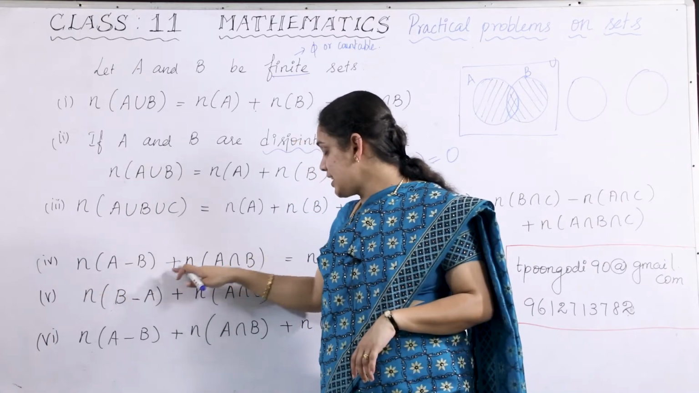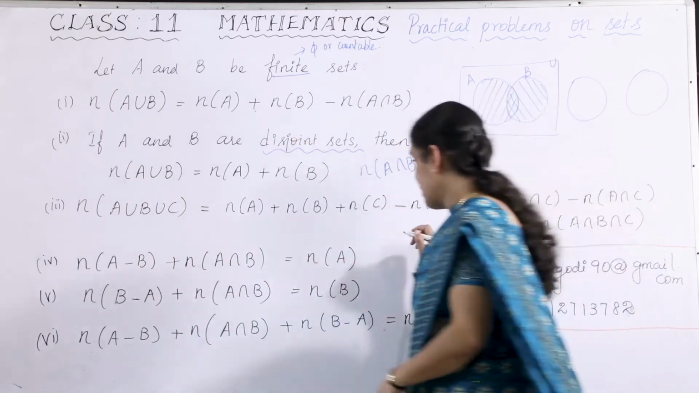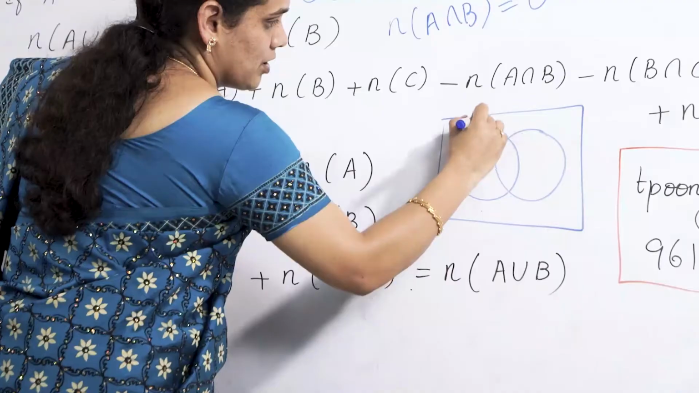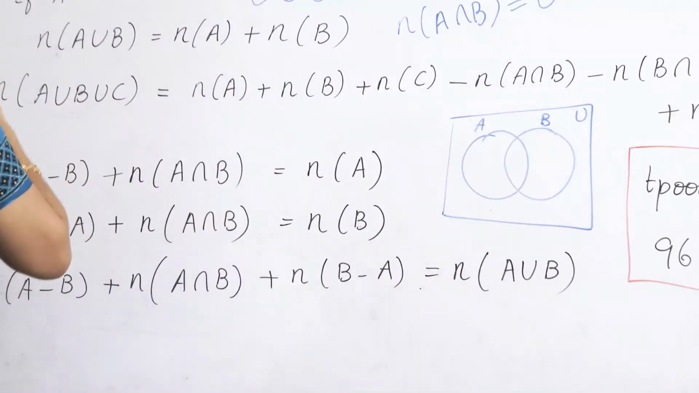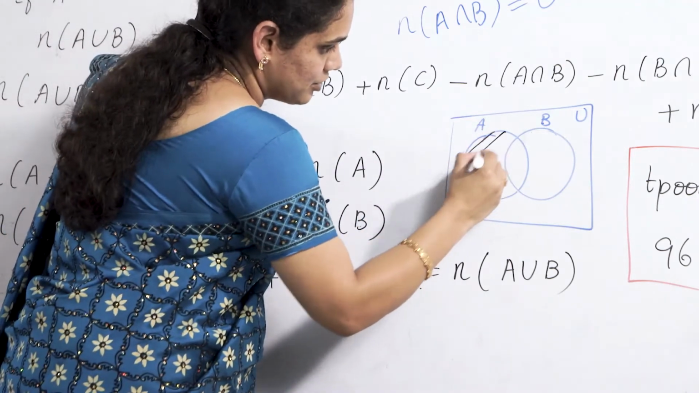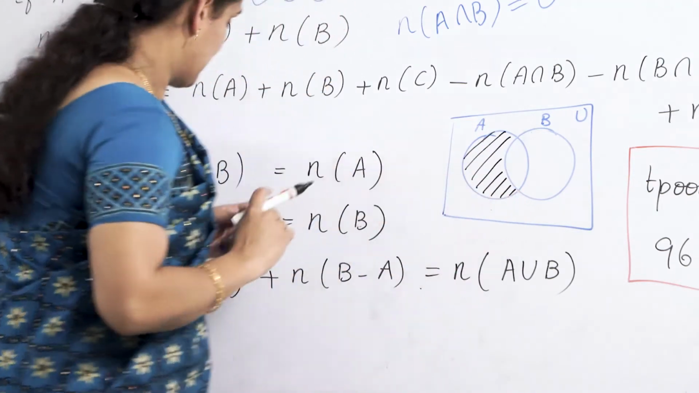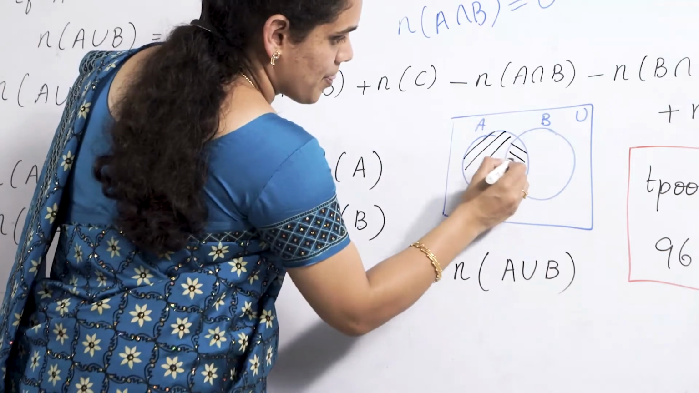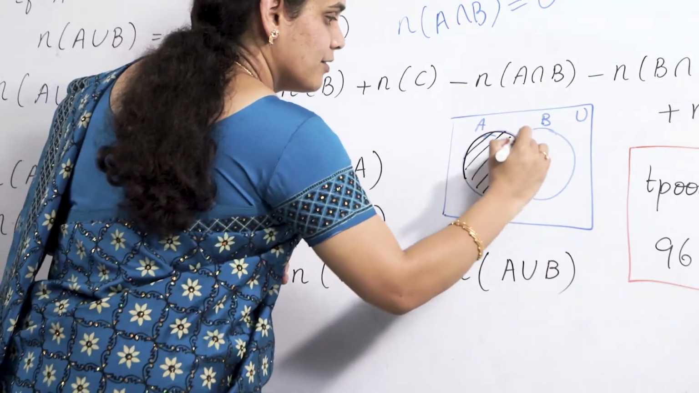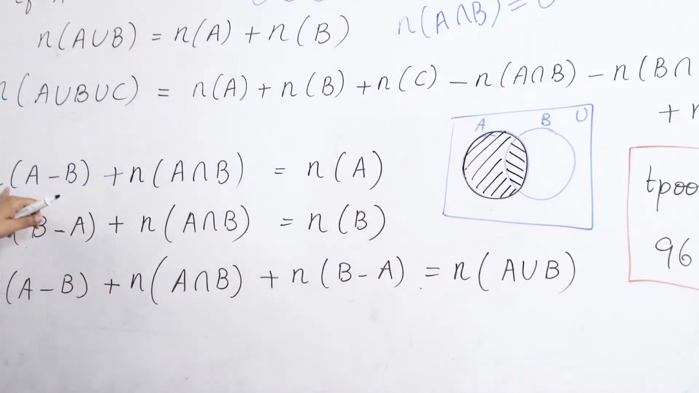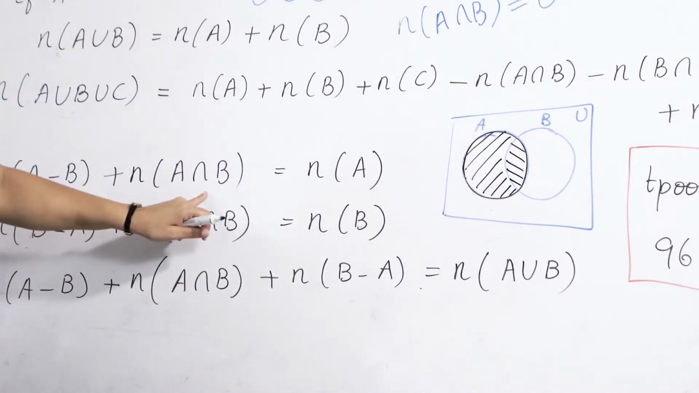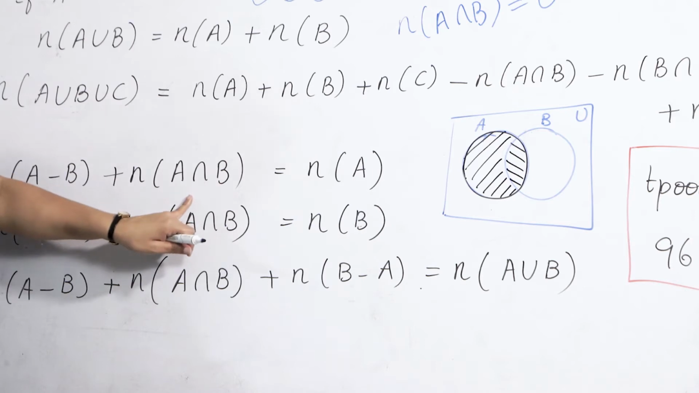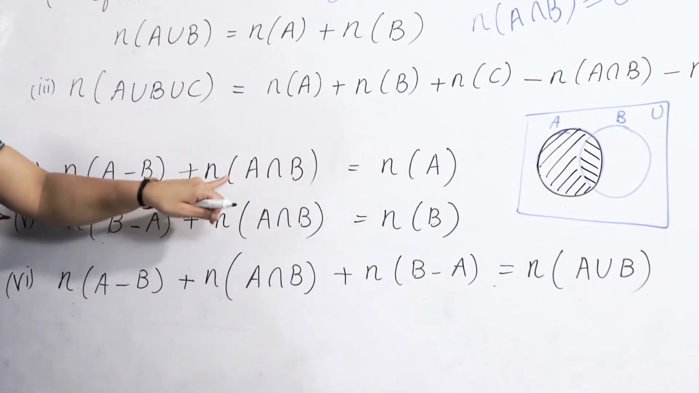n of A minus B plus n of A intersection B equals n of A. You see here, if you take the Venn diagram, this is A, B, and this is the universal set. n of A minus B is this one, the number of elements in this area, isn't it? Okay. Then A intersection B is this portion. If you add these two, we will get the number of elements in set A. That's why we write n of A minus B plus n of A intersection B equals n of A. n of A intersection B means the number of elements in A intersection B. This is called cardinal number or cardinality.